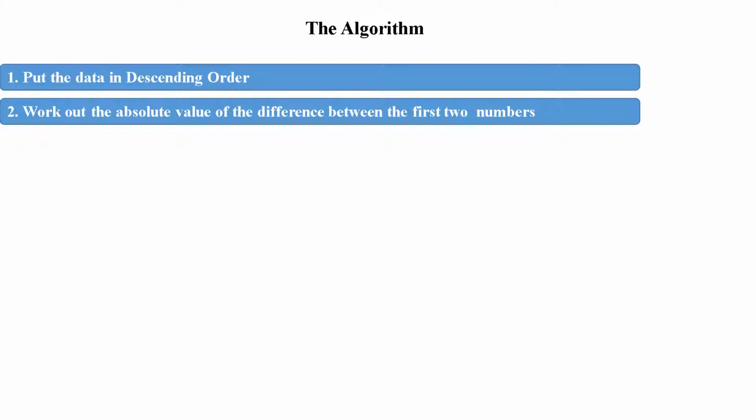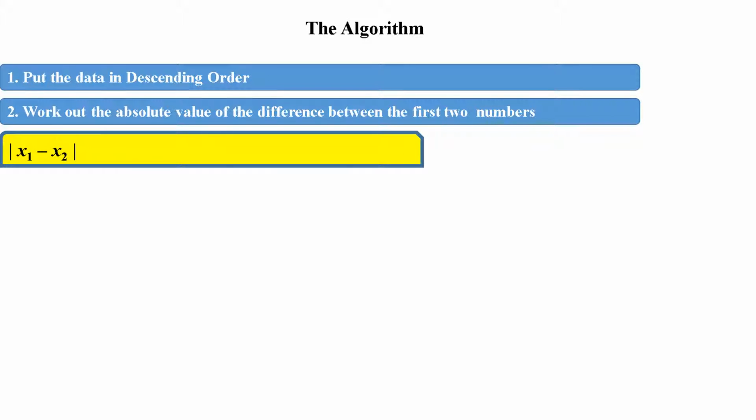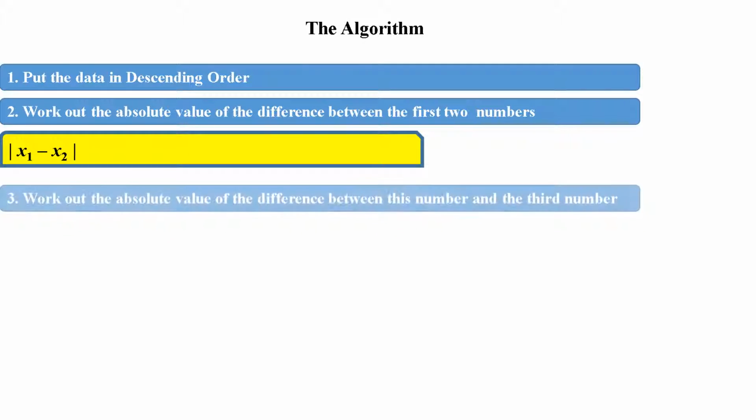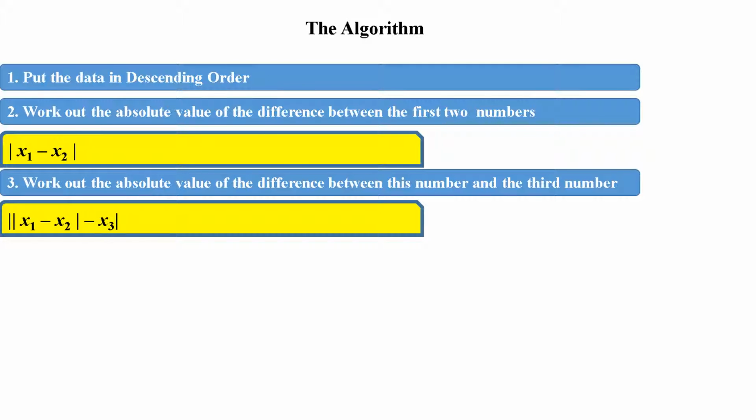Then later on, work out the absolute value of the difference between the first 2 numbers, x1 minus x2, and the absolute value. This is the sign of the absolute value. So it means whichever is greater, it doesn't matter because we just need the positive result. Then this is now a new number, and you calculate the difference between this number and x3, and also the positive figure, which is the absolute value, definitely.